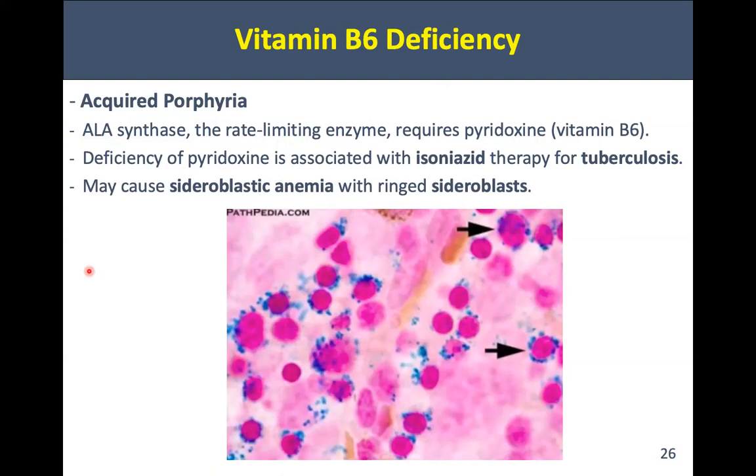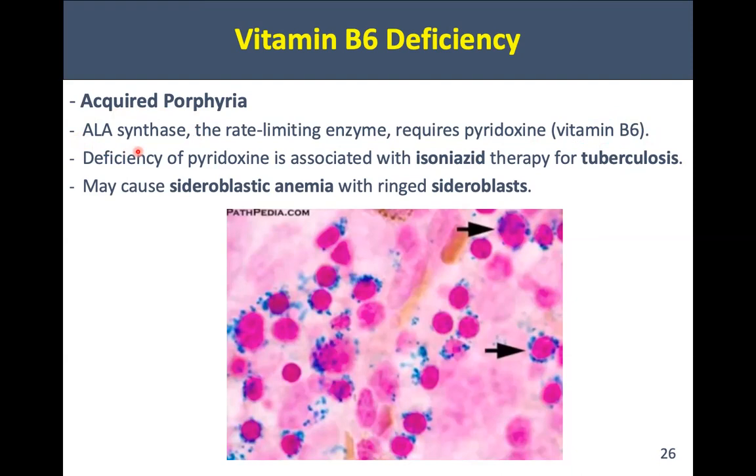And so I don't think this is particularly high yield for you as first years, but just in case they test you on it, what they're talking about over here is that in cases of people with tuberculosis that were treated with isoniazid therapy, this isoniazid, which is the therapy for tuberculosis, can actually lead to vitamin B6 deficiency. Now follow this train of thought. If I have a vitamin B6 deficiency, that means that my ALA synthase enzyme can't be working as much anymore. And so it's going to lead to a porphyria.